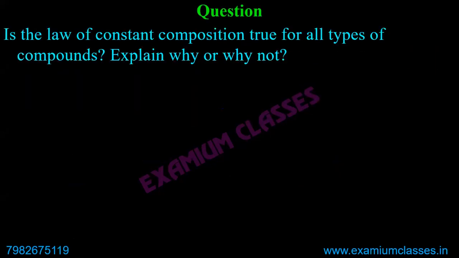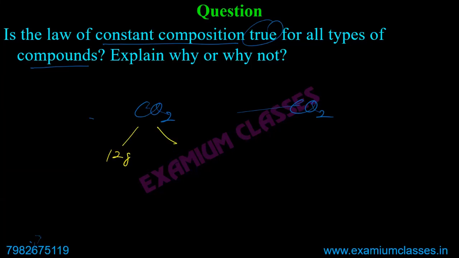Now come to the question, related to the previous point: is the law of constant composition true for all type of compounds? Explain why or why not. The law of constant composition says that irrespective of the source, whether I prepare it in lab or I get it from the atmosphere, the carbon will always be say 12 gram, oxygen will be 16 into 2, 32 grams, which is not correct.